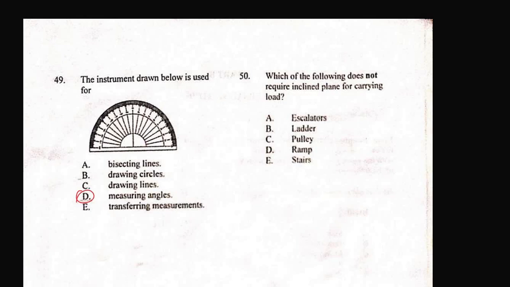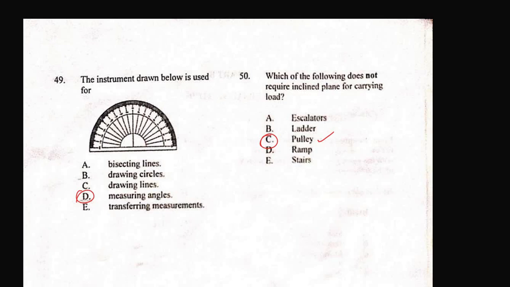The last question is question 50, which says, which of the following does not require an inclined plane for carrying load? A, escalators, B, ladder, C, pulley, D, ramps, E, stairs. Among these options, the correct answer is C, which is pulley.